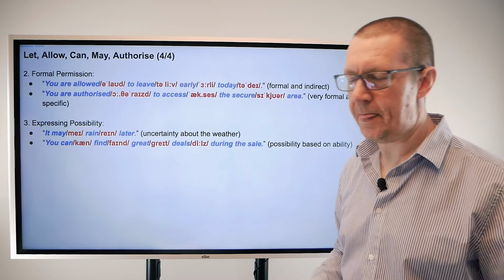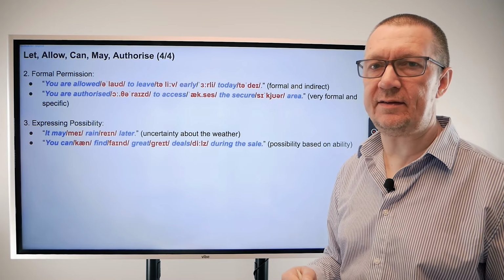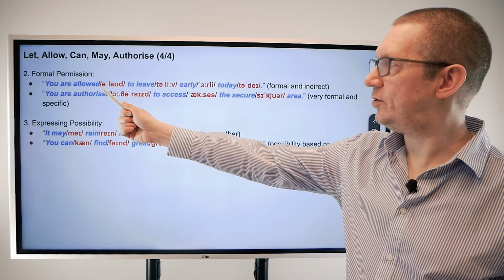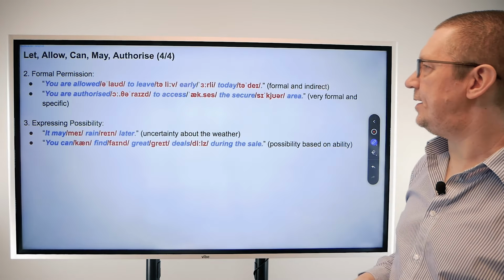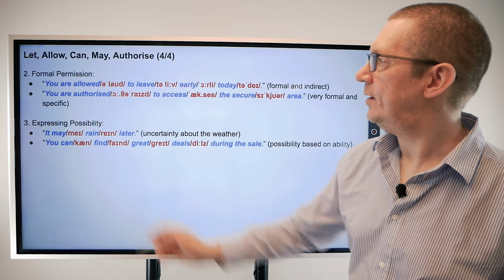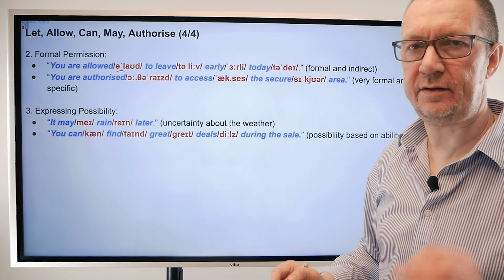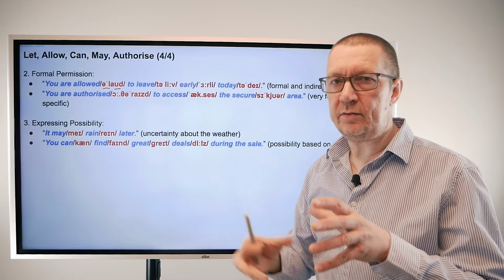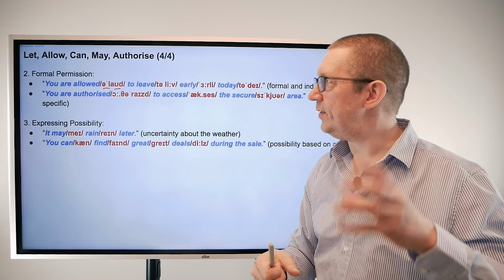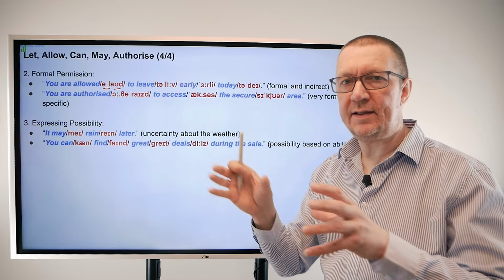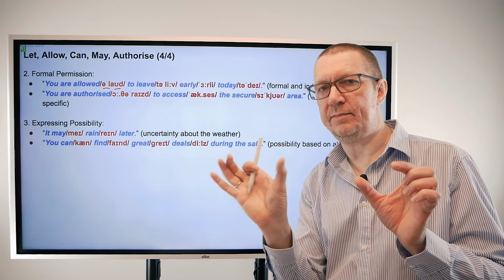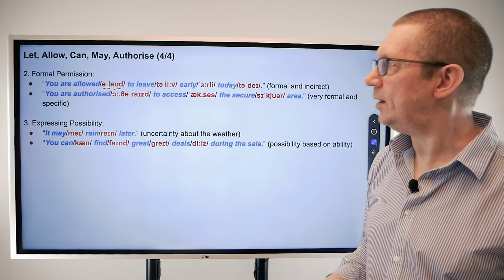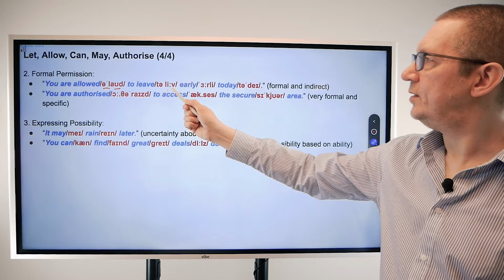So, formal permission. In this sense, we are giving permission. So we're in the situation: "You are allowed to leave early today." Allowed starts with the schwa sound. Remember what we talked about in previous videos on the word allow: when you have the second part of the word stressed, the first part is often this schwa sound. So, allowed. You are allowed to leave early.